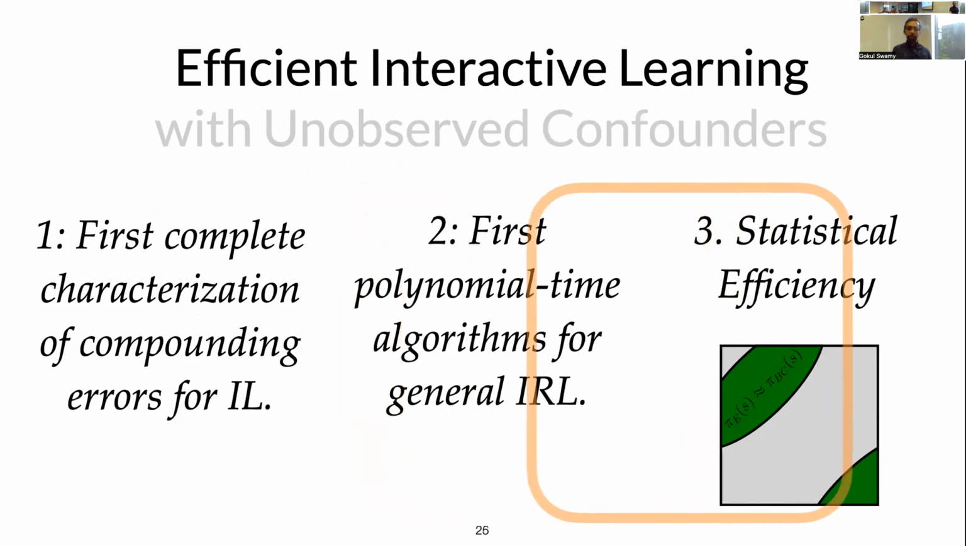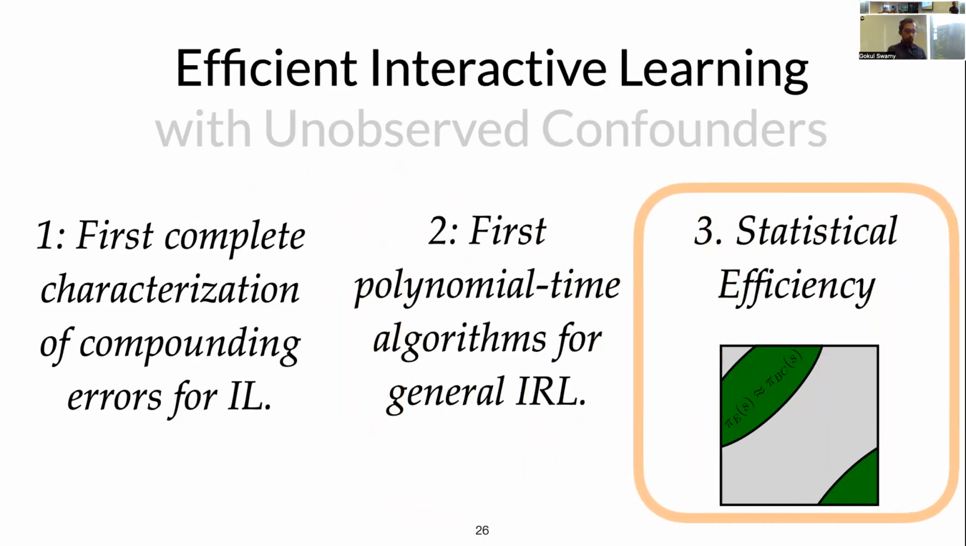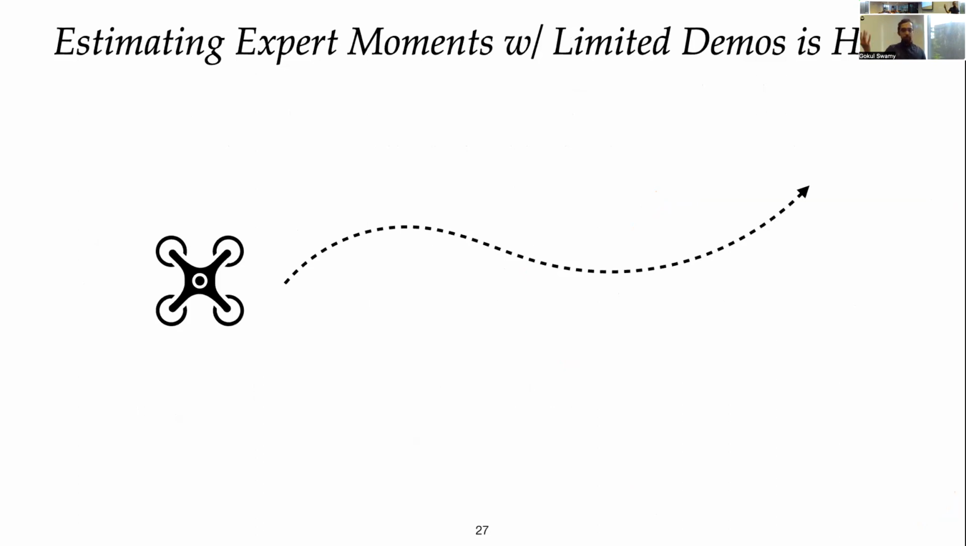And next I want to talk a little bit about statistical efficiency. What I mean by statistical efficiency is trying to make the most out of a very small set of expert demonstrations. And we're going to derive the min-max optimal algorithm for this problem. So when you have very few demonstrations, estimating the moments that you want to match is hard. So let's walk through how we could reduce some of the difficulty here.